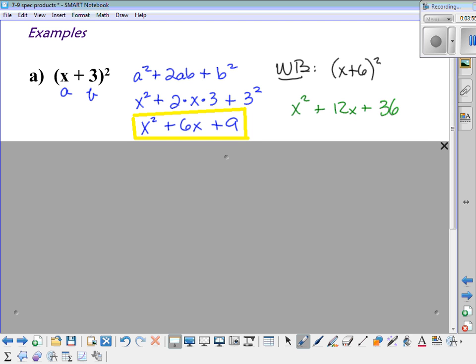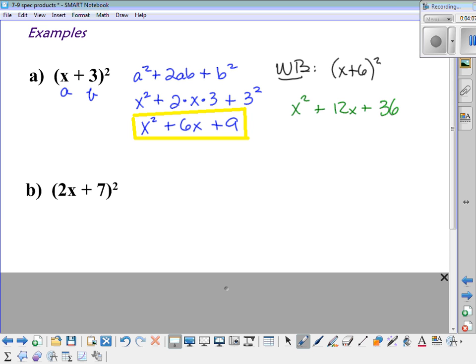Now, of course, if you don't, you can rewrite it x plus 6 times x plus 6 and do it the way you guys did yesterday's problems, okay? But you can see it'll save you some time if you memorize the pattern, right? Okay. All right, I've got another example for your notes.